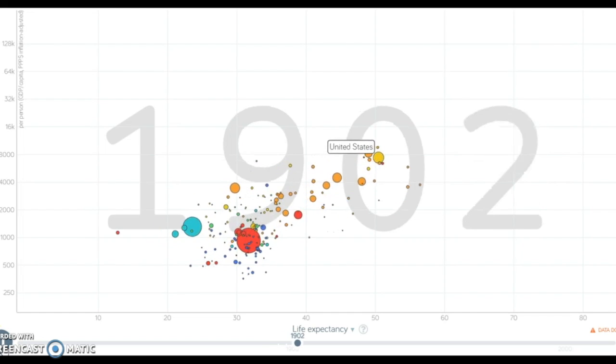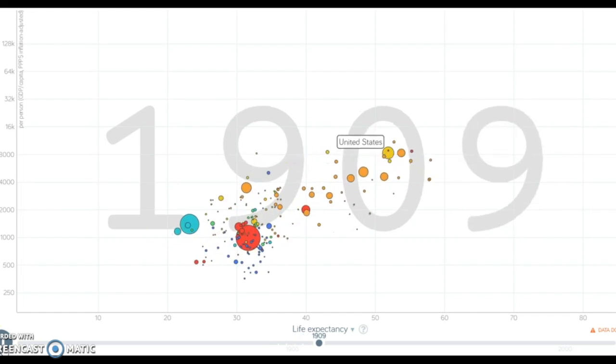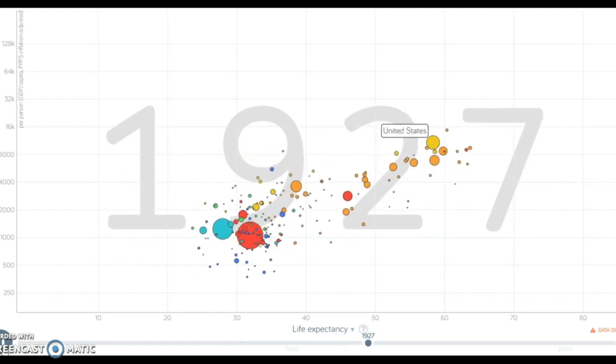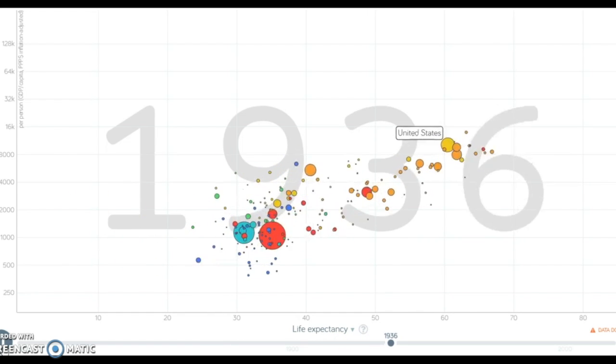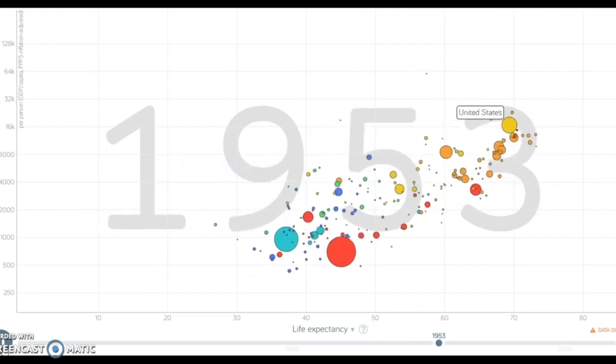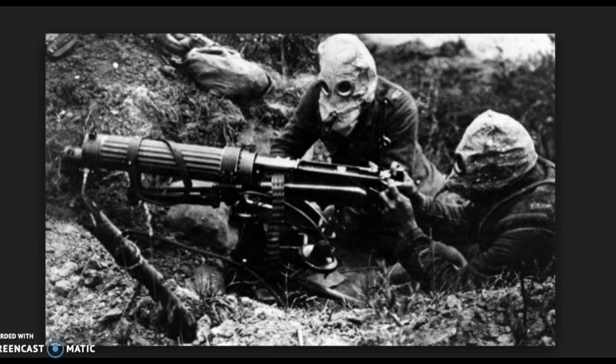Other things unrelated to income per person that had an effect on life expectancy were both world wars. As you can see, around 1915 and 1918, which was the time period of World War I, there was a sharp decline in life expectancy. Roughly 37 million people died as a result of World War I.